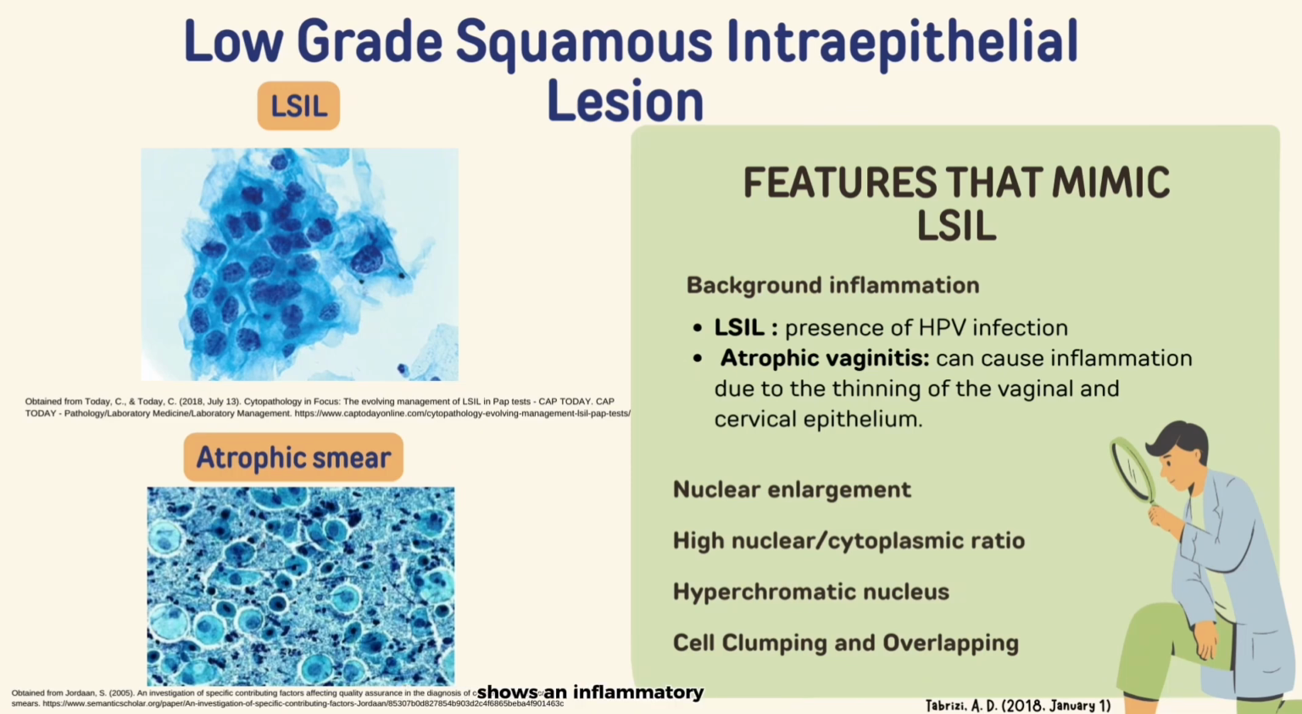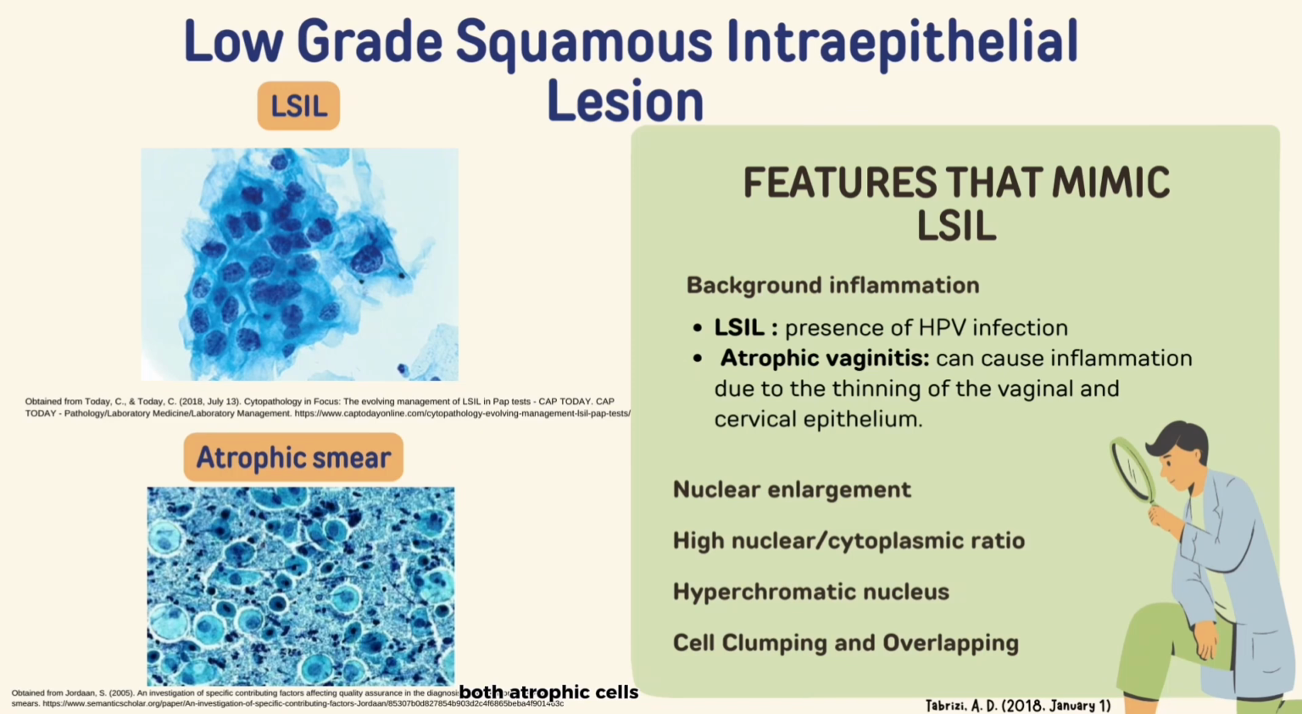LSIL often shows an inflammatory background due to the presence of HPV infection, while atrophic vaginitis can cause inflammation due to the thinning of the vaginal and cervical epithelium. 2. Nuclear enlargement. 3. High nuclear cytoplasmic ratio. 4. Hyperchromatic nucleus. Both atrophic changes and LSIL can show hyperchromatic, dark staining nuclei. 5. Cell clumping and overlap.